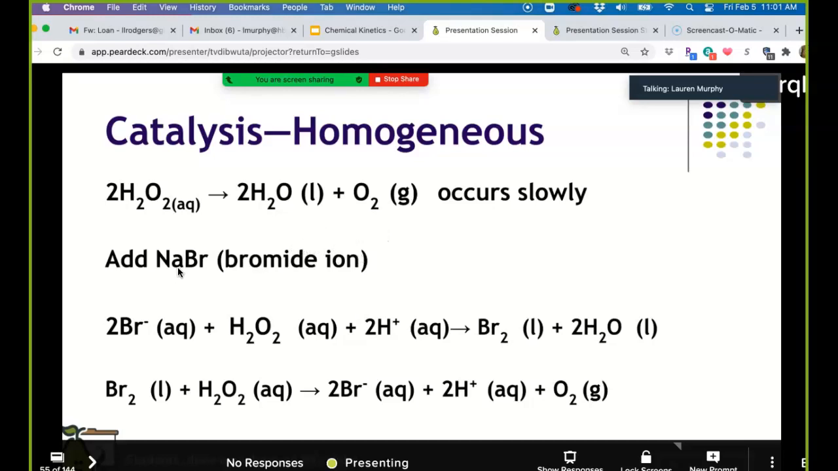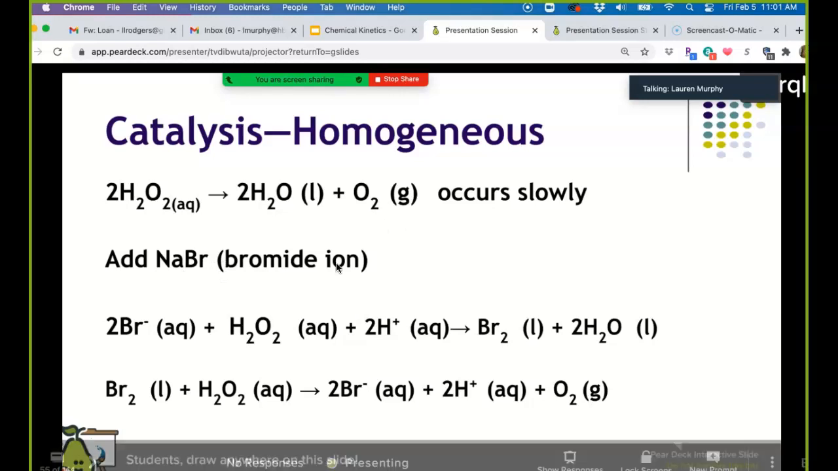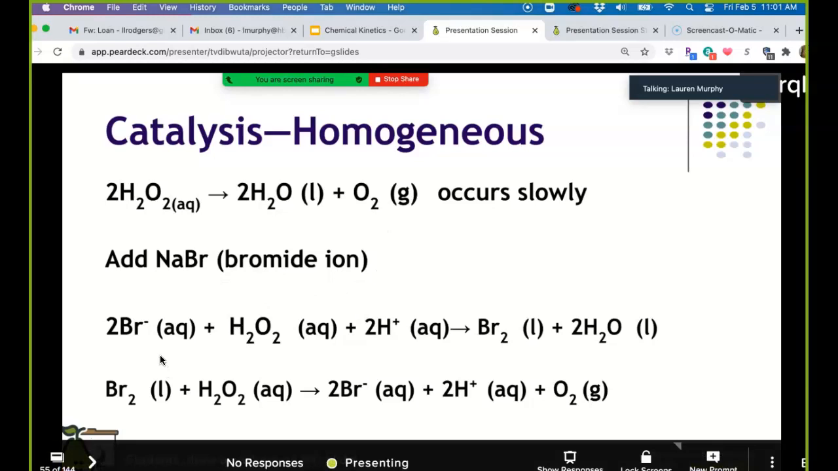So if you add a catalyst, like sodium bromide, and it's specifically the bromide ion. It's not the sodium; that just floats around and minds its own business. The bromide ion speeds this reaction up, and you actually can see it start bubbling, right? Because you're going to get oxygen out of it. So it'll start bubbling really, really quickly and start breaking down. Now, the bromide is considered a homogeneous catalyst because hydrogen peroxide is aqueous and the bromide is aqueous. They're in the same state of matter. That's all that it means. The catalyst and the reactant are the same state of matter.